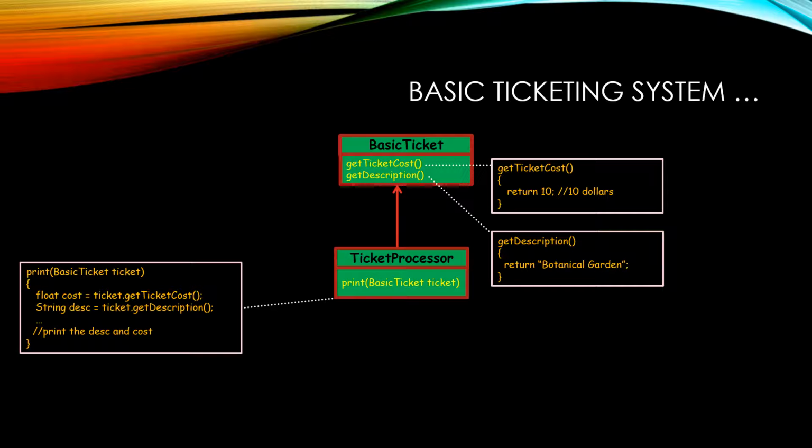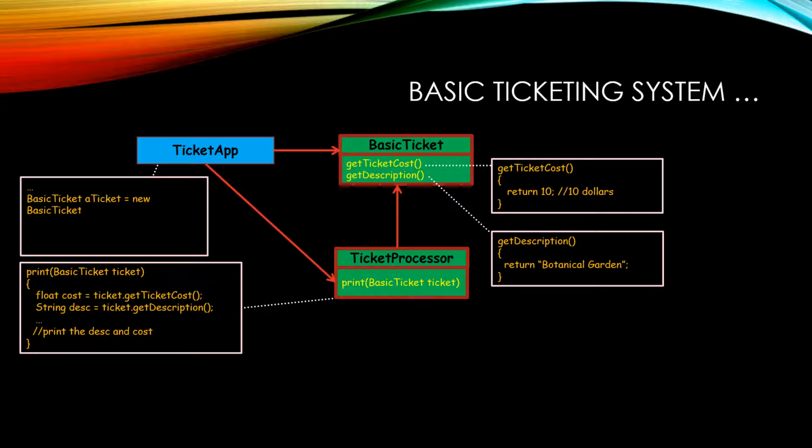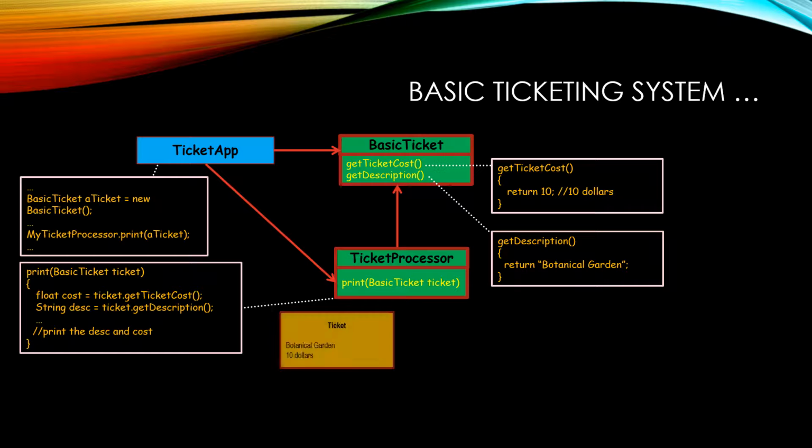The last but not the least, the ticket app class, which is the main class working with other classes to get the ticket printed. So when a visitor wants to purchase a ticket, Ticket app will create an instance of basic ticket. It will then ask the ticket processor object to print the ticket by passing the ticket object. Ticket processor calls methods on the ticket object to get the description and the cost. It then prints the ticket. So far, so good.